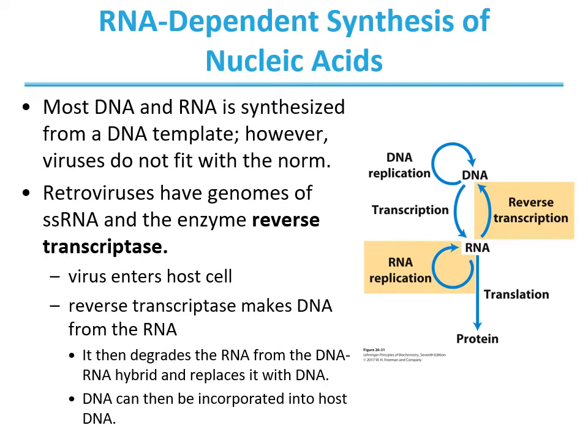RNA-dependent synthesis of nucleic acids. So far, we've seen RNA synthesized using DNA as a template, and this is the norm. However, viruses do not fit the norm. Retroviruses have genomes of single-stranded RNA and use a viral-encoded enzyme called a reverse transcriptase. The enzyme is used in reverse transcription to generate DNA. This DNA can be incorporated into the genome of the host. Because retroviruses incorporate their genomes into the host, the incorporation process can disrupt important genes and cause cancer.